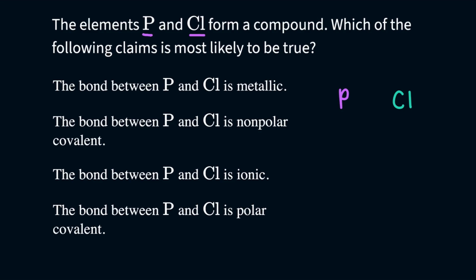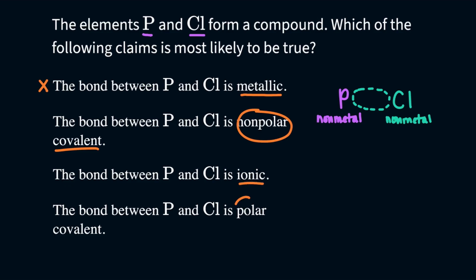Phosphorus is a nonmetal. And chlorine also is a nonmetal. So we have two nonmetals interacting with each other in a type of bond. Now, since these are two nonmetals, it can't possibly be metallic. So this one is already out. And then I see nonpolar covalent, ionic, and polar covalent.